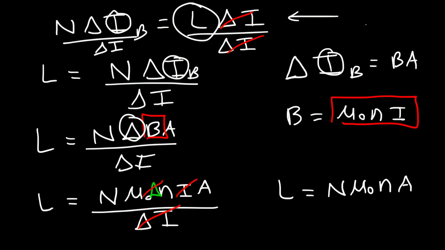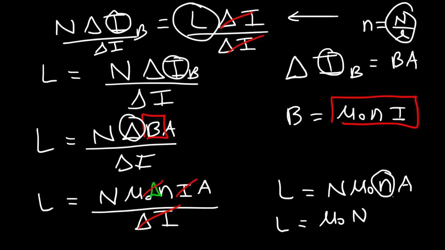Now lowercase n is equal to capital N over L. So let's replace lowercase n with this. So the inductance is equal to mu 0 times N, and then let's replace lowercase n with N over L, times A. So N times N is N squared. So now we have this equation: L is equal to the permeability of free space times the square of loops times the area of the coil divided by L. And so that's how you can calculate the inductance of a solenoid.